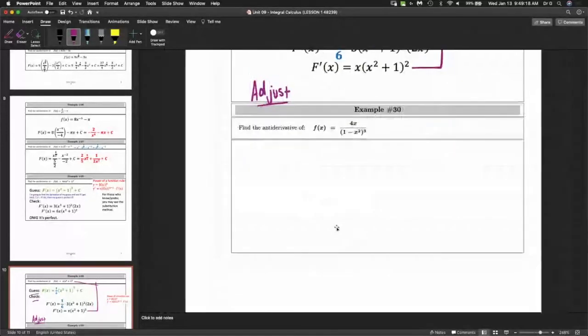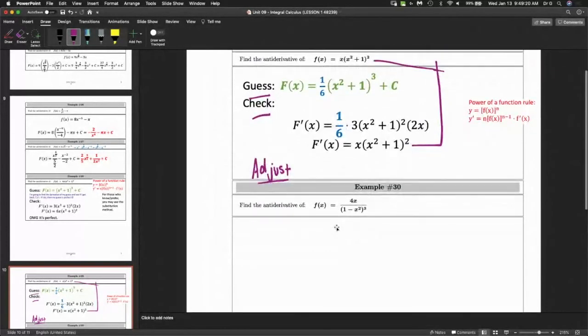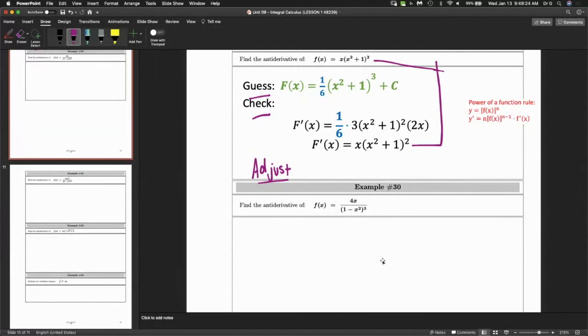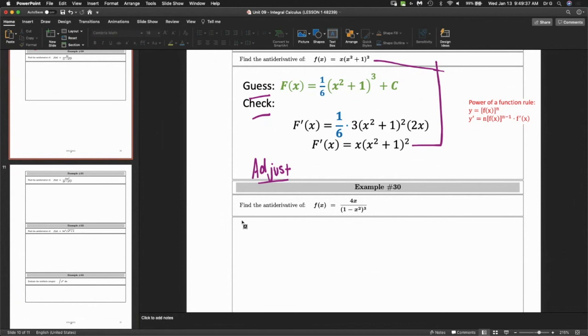Okay, here we go. Let's try another one. We're going to do 3 more of these, and then we're done for today. Let's not take a break. Let's just do these 3 questions, and then we'll call it a day. So let's take this question here. I'm going to rewrite the question.